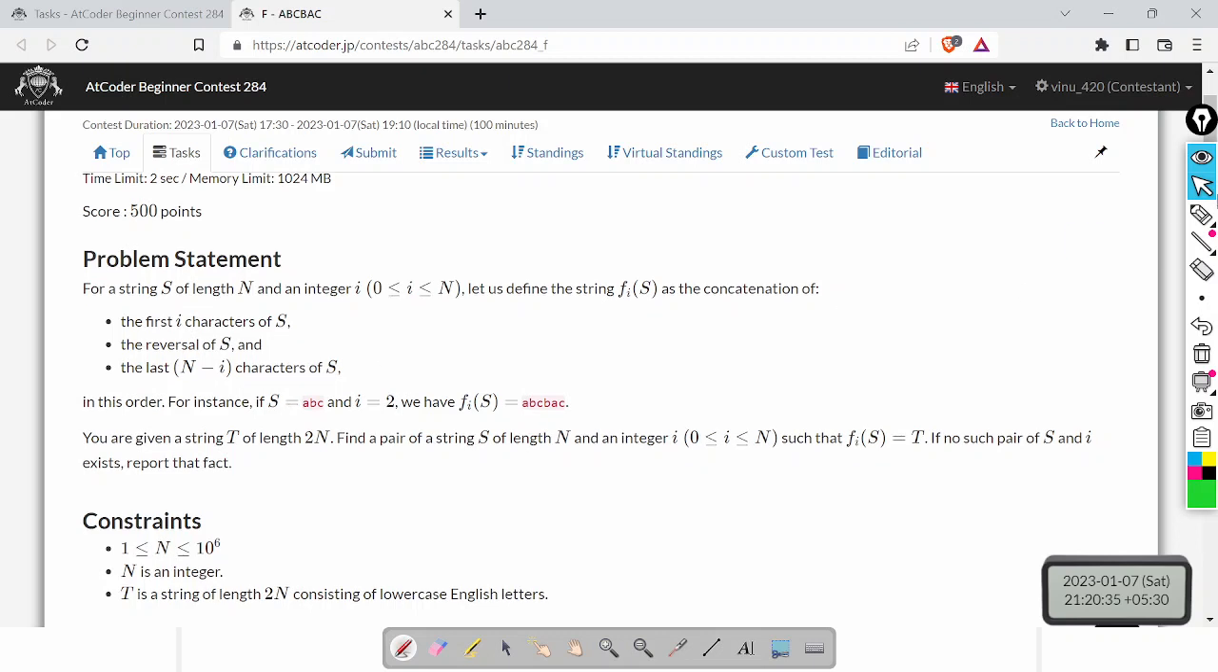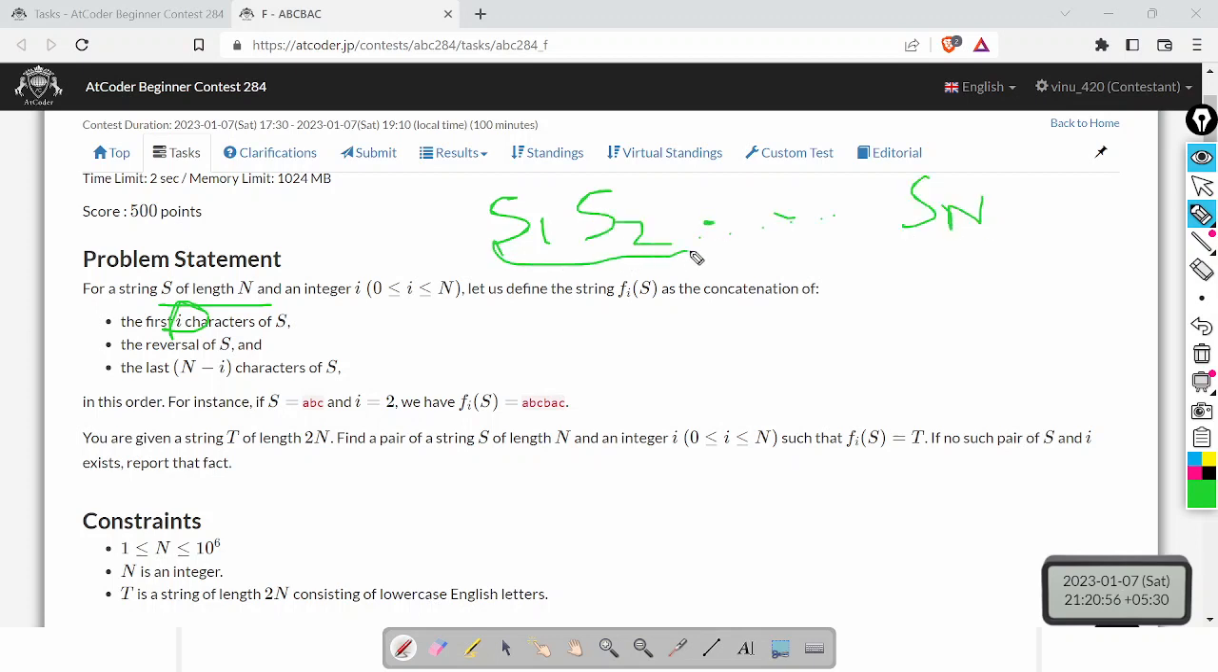Okay, let's read the question. In this question, we are given a string s of length n, and they defined a function fi of s, which means we take the first i characters of s. We have this string s1, s2, and so on till sn.